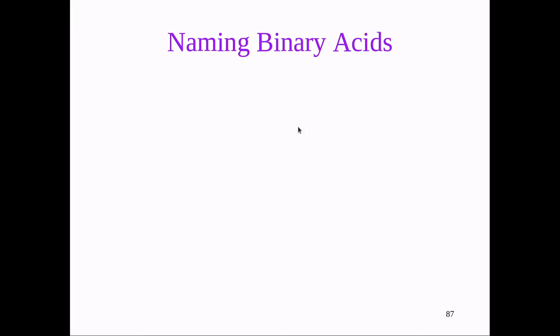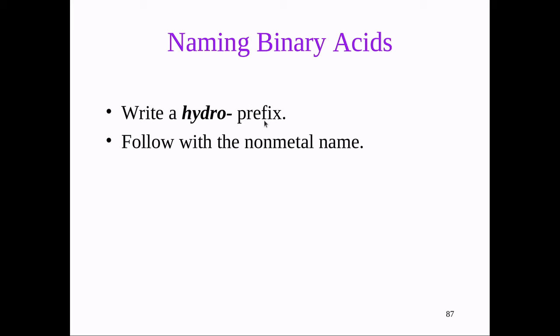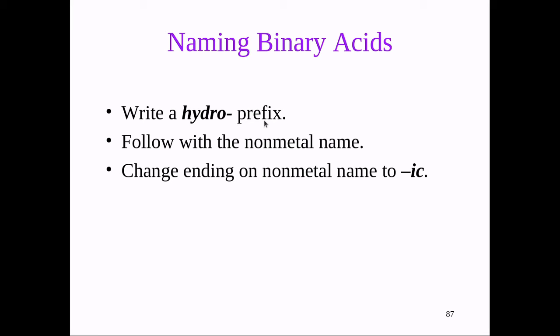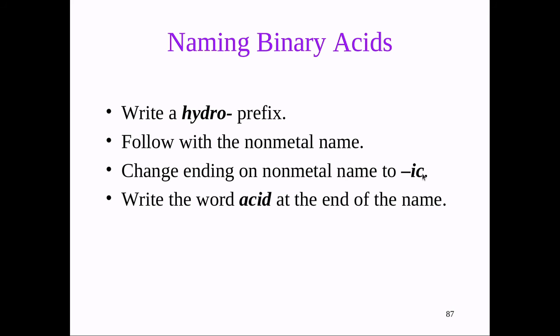Now we can discuss how we're going to go about naming binary acids when we're given the formula. First, we're going to write the hydro prefix. We're going to follow with the nonmetal name. We're going to change the ending on the nonmetal name to "ic." We're going to write the word acid at the end of the name.